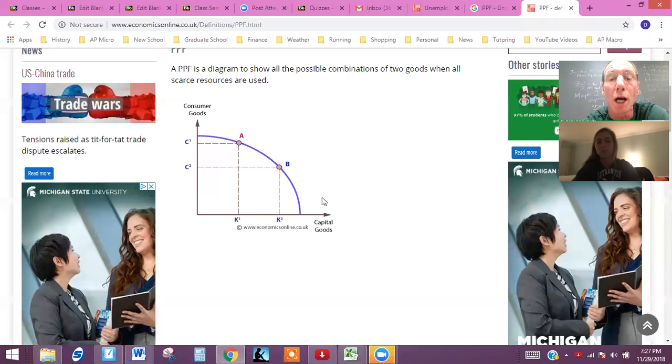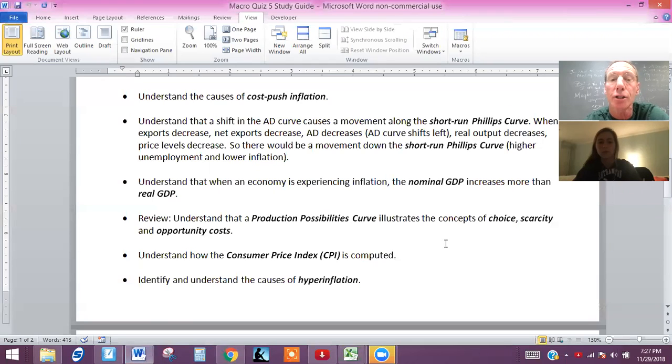And the other one was choice, right? This model is showing us that we have a choice between using our resources for consumer goods or capital goods. What this does not show is price levels. This doesn't really model price levels, but it does model the concepts of choice, scarcity, and opportunity cost.